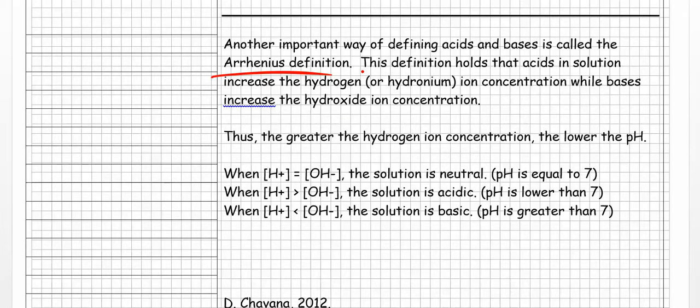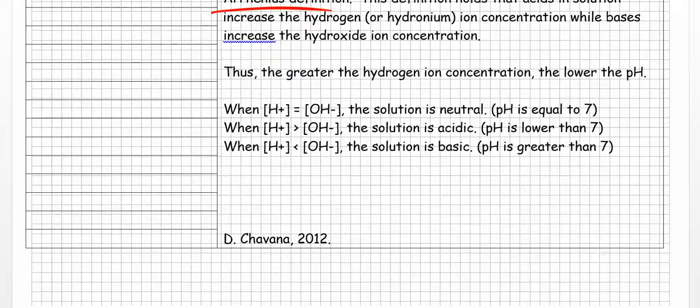I'll talk about hydronium ions in just a moment and their relationship to hydrogen ions. For right now, we know that by definition, Arrhenius acids increase the hydrogen ion concentration, while bases increase the hydroxide ion concentration. Thus, the greater the hydrogen ion concentration, the lower the pH, right? The lower the pH.